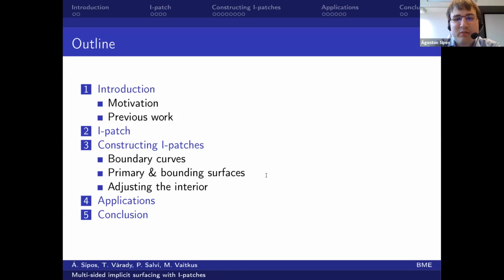Then I introduce I-patches, a classic but unfortunately rarely cited implicit representation. Following that, I talk about our construction for building complex implicit surfaces from I-patches. Case studies and the summary will conclude the presentation.